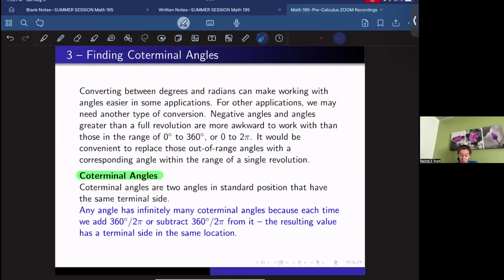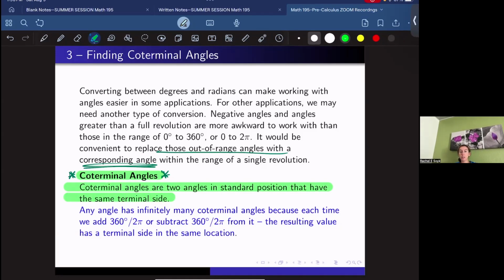Negative angles and angles greater than a full revolution are more awkward to work with than those in the range from 0 to 360, or in terms of radians, 0 to 2 pi. And so it would be convenient if we can replace those out of range angles with the corresponding angle within the range of a single revolution. And that's how we are brought to coterminal angles. They're just angles, more specifically two angles in standard position that have the same terminal side.